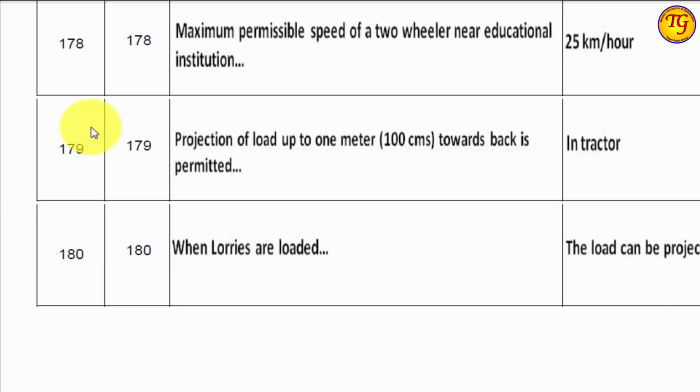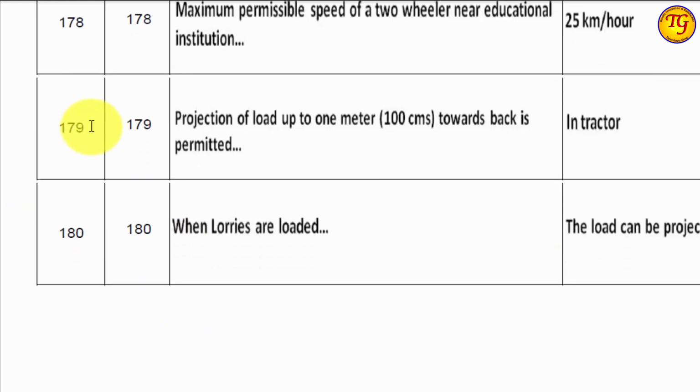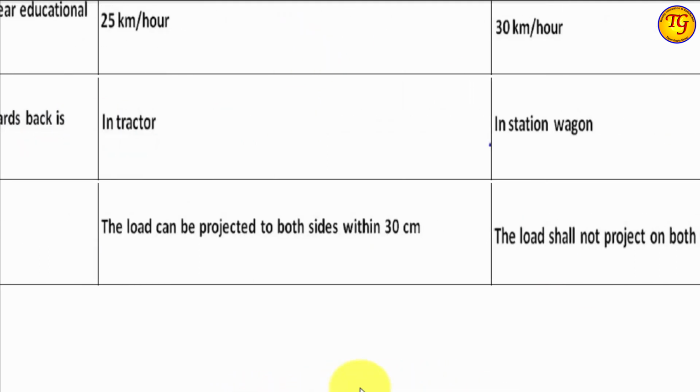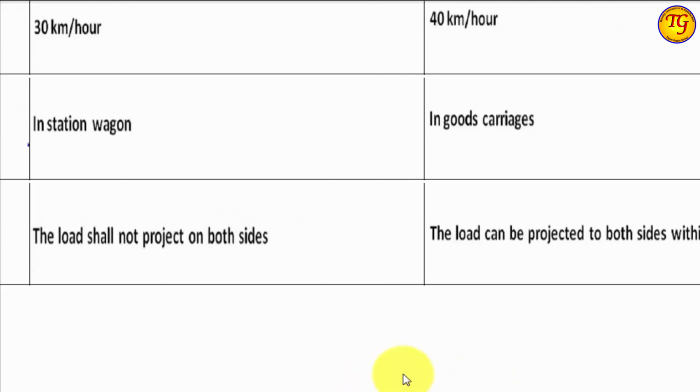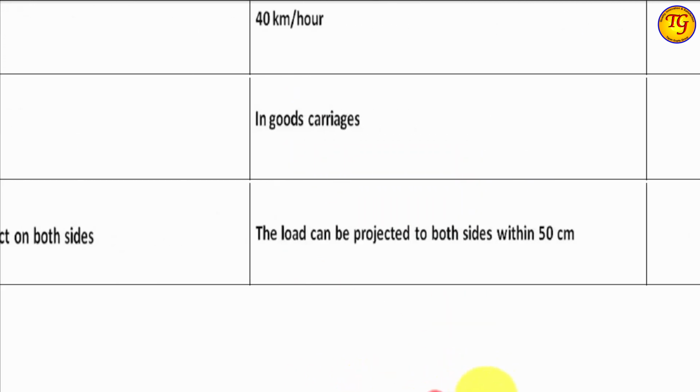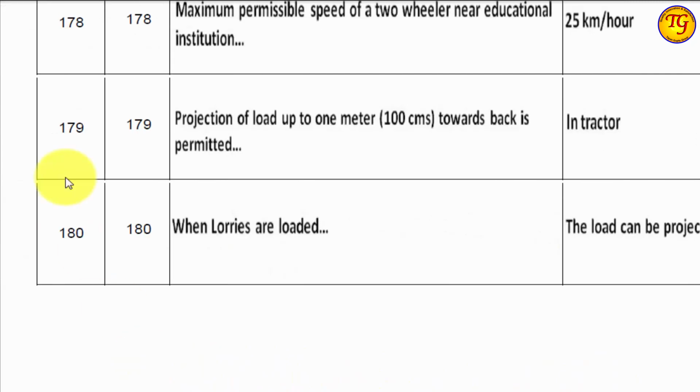Next question, friends. 179th question, projection of load up to 1 meter, 100 centimeters towards the back is permitted in tractor, in station wagon, in goods carriages. So I think in goods carriages it is permitted. Option number 3, yes.